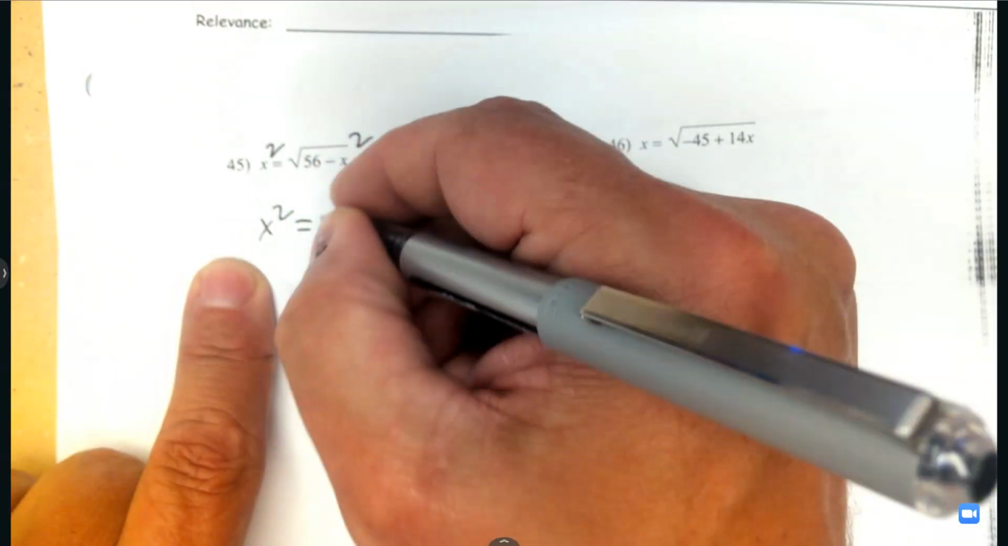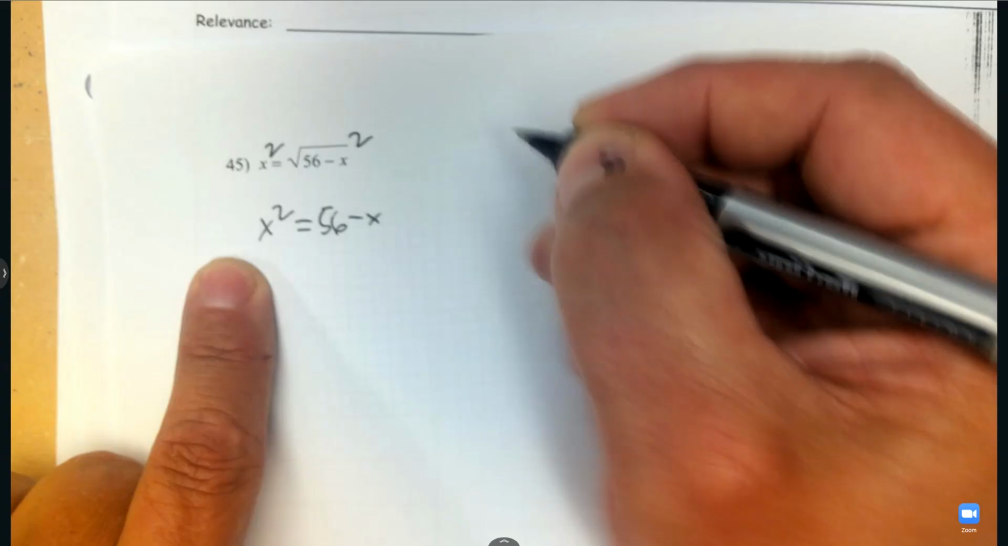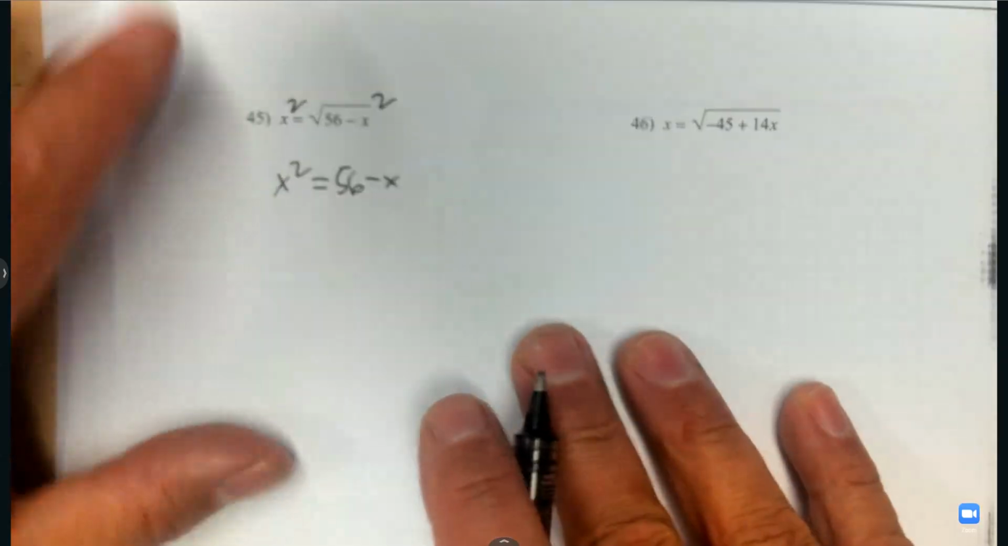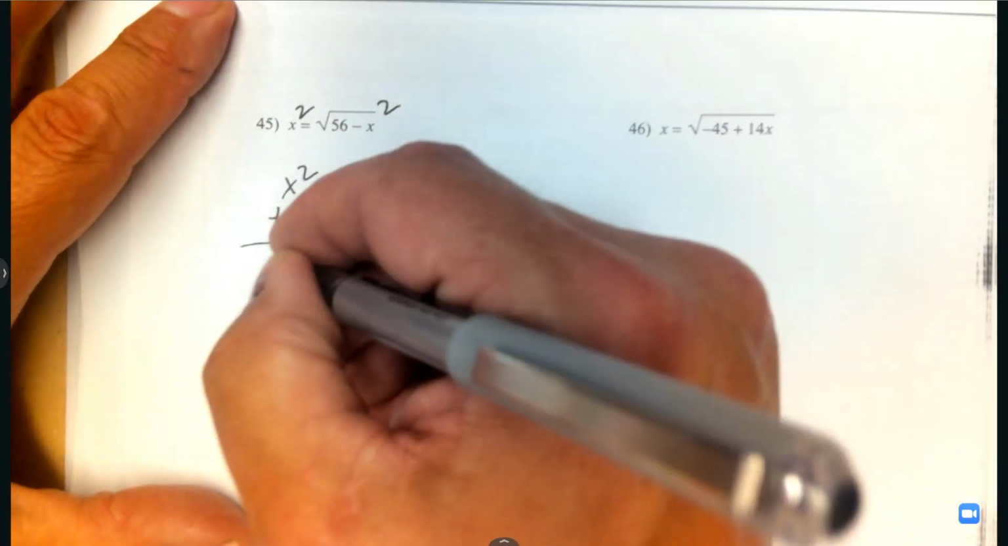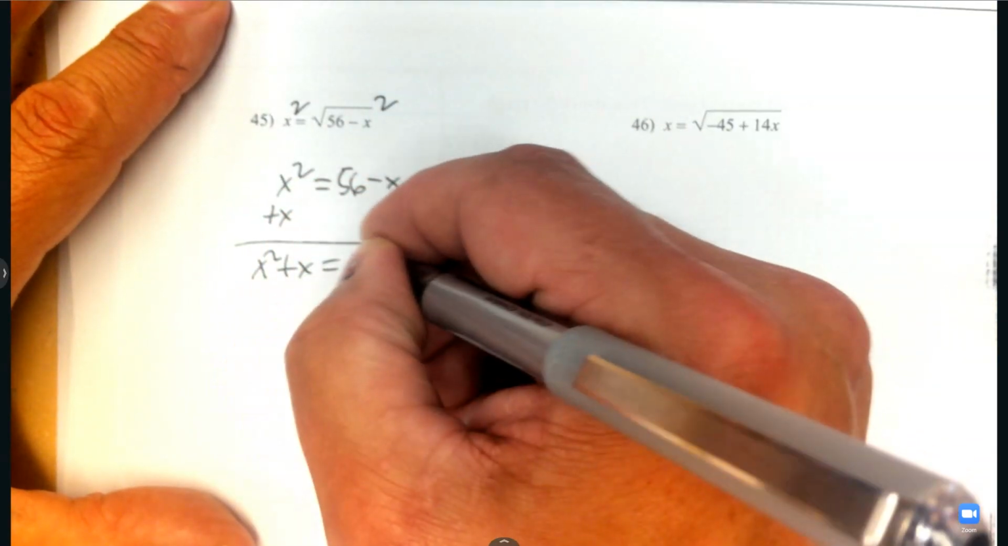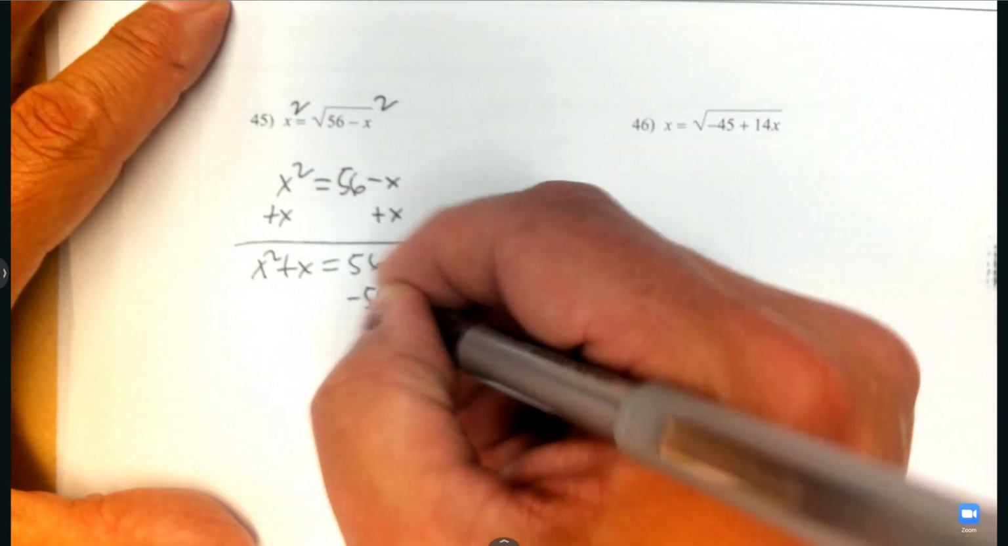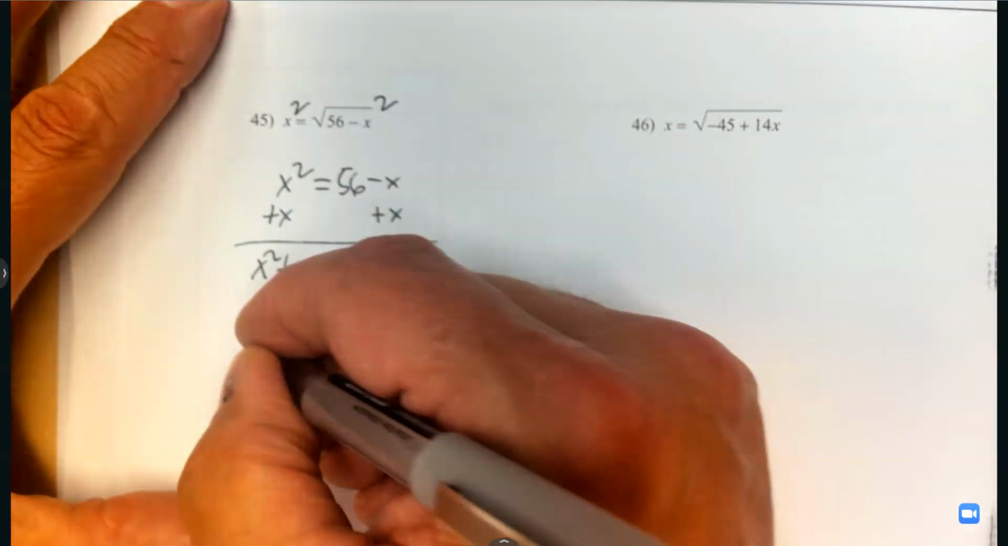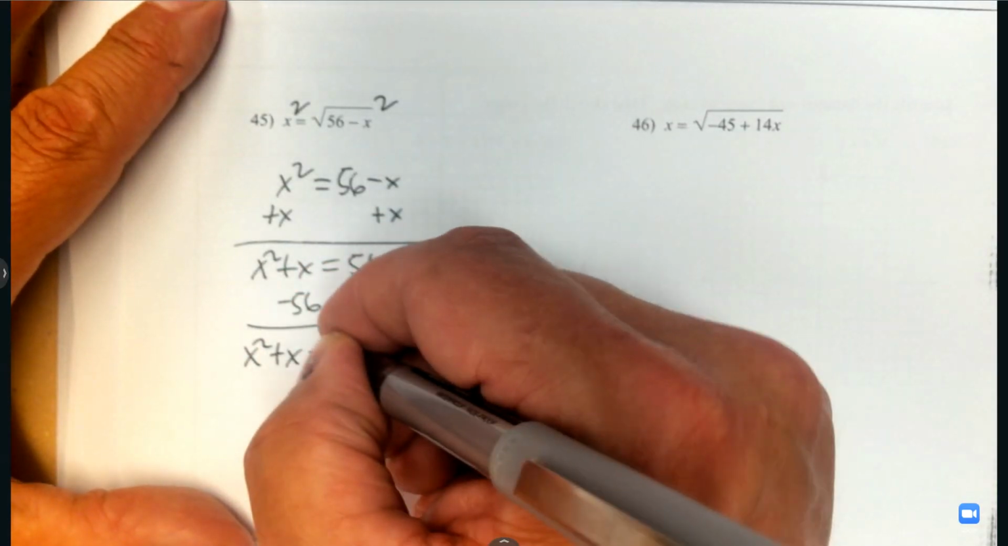All right, I want to solve this equation, so I'm going to square both sides. Now, that leaves me with x squared, and then the square and the square root cross out. I have a quadratic equation, so I need to make this equal to 0. So to make it equal to 0, I'm going to add x to both sides. I'm also going to subtract 56. We have no like terms, so they just go beside each other.